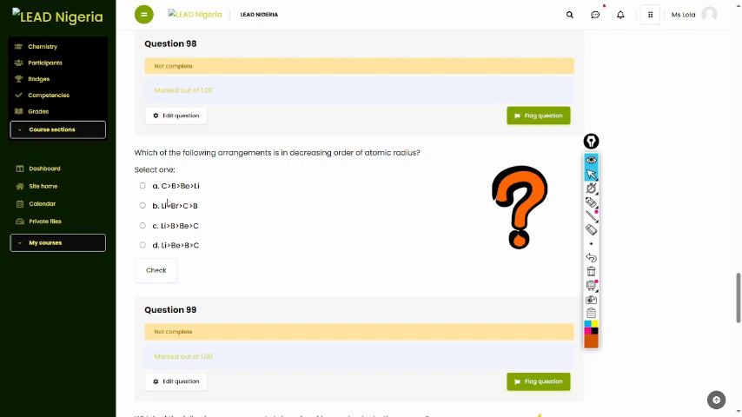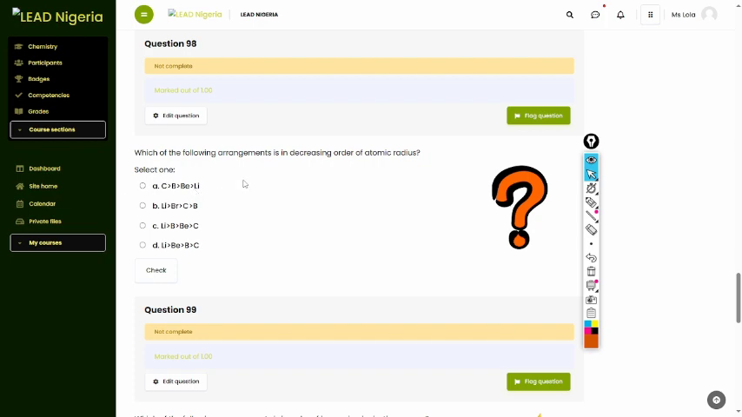my bad. They all belong to the same period, sorry, but in different groups. So they all belong to period 2. Lithium, beryllium, yes, they all belong to period 2. So what is the trend of atomic radius across the period where the groups are different? So all of these belong to different groups.